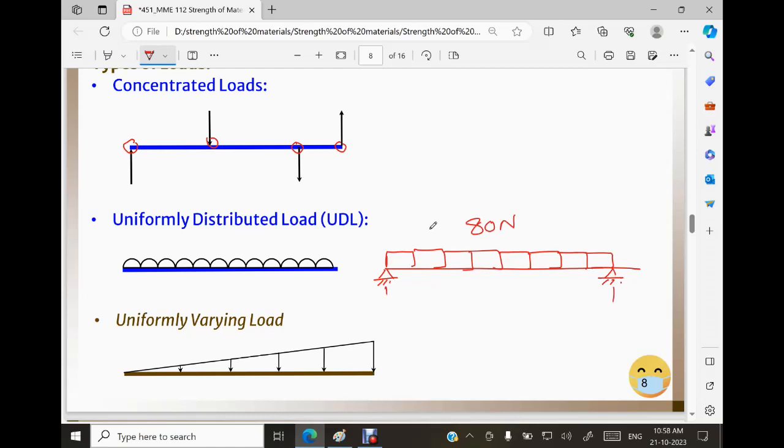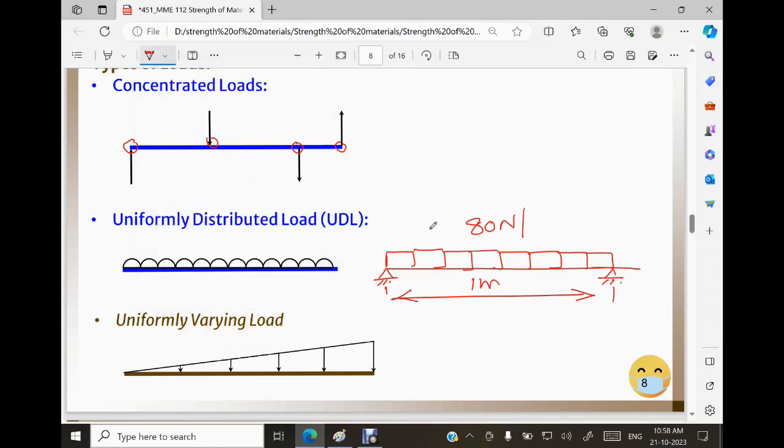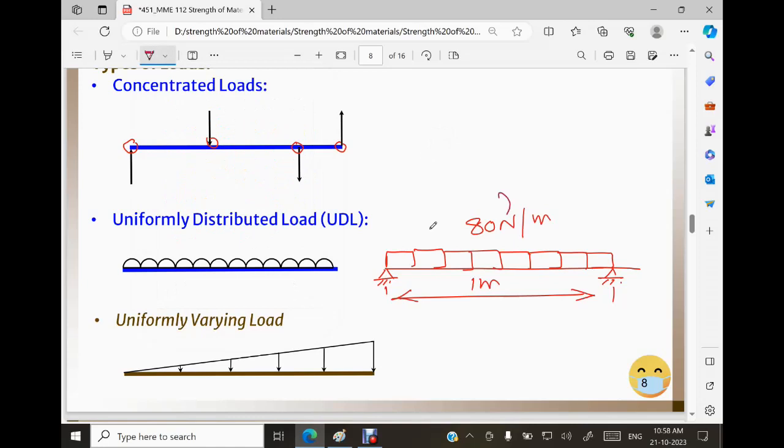If this length is, let us say, 1 meter, then I will say this totally is 80 newtons, is it not? But what I will say is 80 newtons per meter. This is the weight. If you want it for half a meter, you can easily find out the weight for half a meter length. On this side, this weight is 40 newtons per half meter. Or generally, 80 newtons per meter.